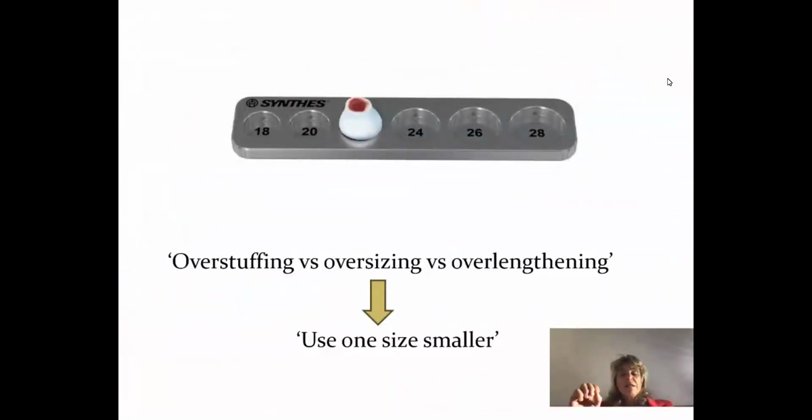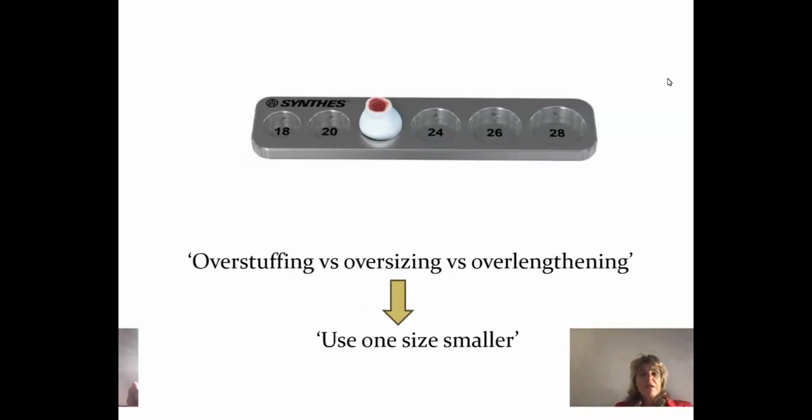And there is a difference between overlengthening, that's the height of the prosthesis, and oversizing, that's the width of the radial head. If it's too big, it will rub on the LCL and give insufficiency of the LCL. If it's too high, it will overstuff the medial part of the joint and result in early osteoarthritis. So if you're talking about the size of the head, preferably take a smaller size.